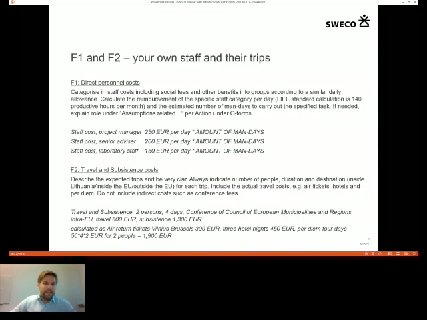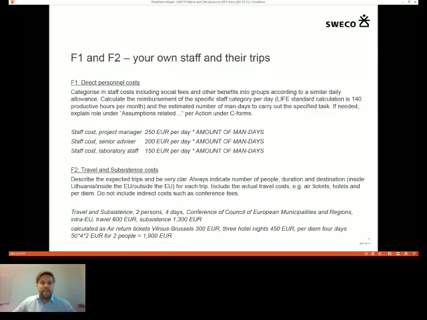The harder thing is to estimate the number of man days for the different categories. You could, for example, take the project manager. We expect the project manager during a year, if it works full time, will work with the project about 215 days. That could be at least a reference. We'll get back to some references later on.